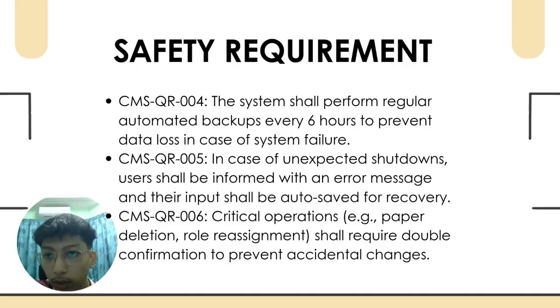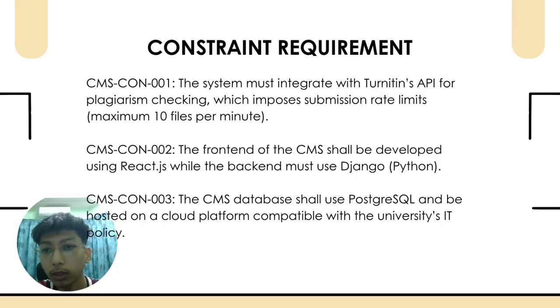Okay, next. So this is constraint requirement. Constraint requirements define the boundaries and technology that we use. So this is an example of the constraint requirements in our conference management system. The first one is the system must integrate with Turnitin API for plagiarism checking, which imposes a submission rate limit.